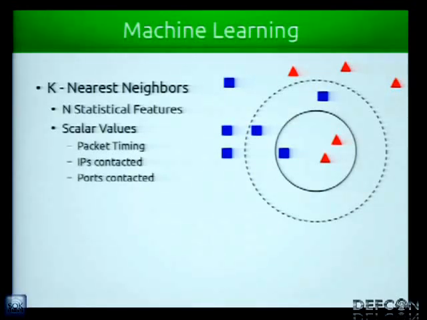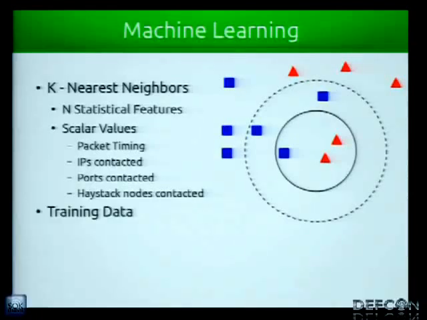how many unique ports they have contacted, and how many of the haystack, which is these fake nodes we have, what percentage of them they have contacted. Is it 100%, is it 0%? And then you graph these, since they're all scalar values, on an n-dimensional graph. Here is shown a 2-dimensional graph for budget cut reasons.